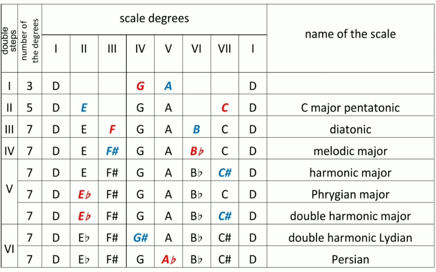Both these steps, notes C sharp and E flat instead of C and E, give the D double harmonic major scale and the G double harmonic minor scale. The next step up gives the note G sharp and the D double harmonic Lydian scale, while the step down brings the note A flat and the D Persian scale. Next steps would lead to coincidence of scale degrees. So this is the end of the table.